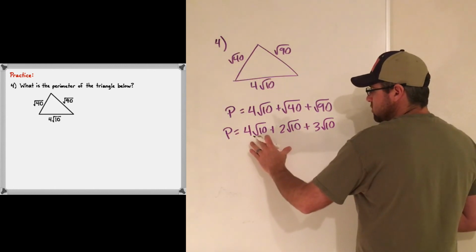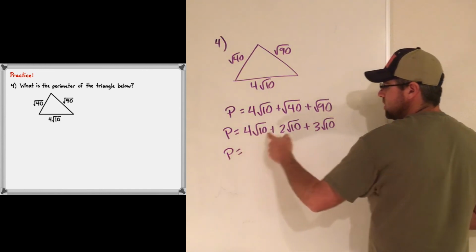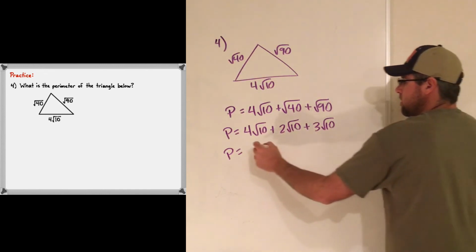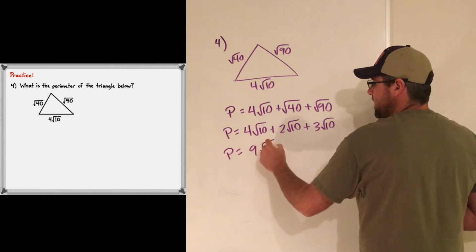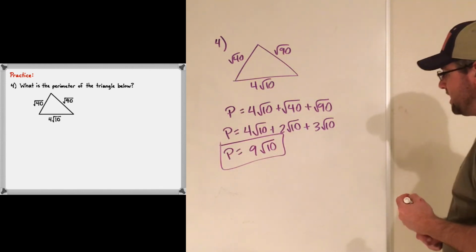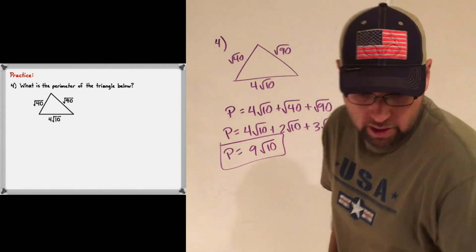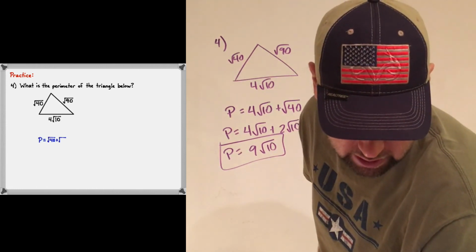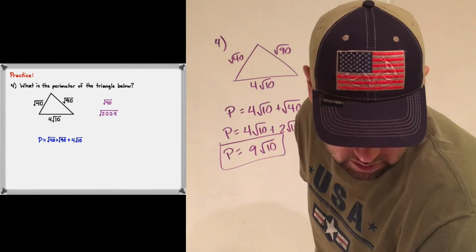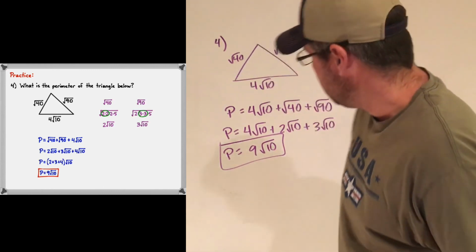And then we can combine like terms. I've got rad 10s everywhere. So I've got 4 of them here, plus 2 of them there, plus 3 of them there, which would make 9 radical 10 as a final answer. So the perimeter is 9 rad 10. And that's the form that I wanted it in. Let me make sure my answer is correct. And in fact, it is.